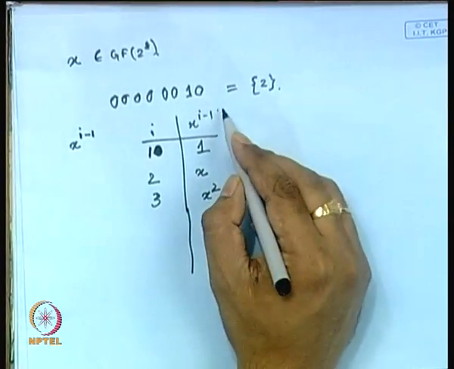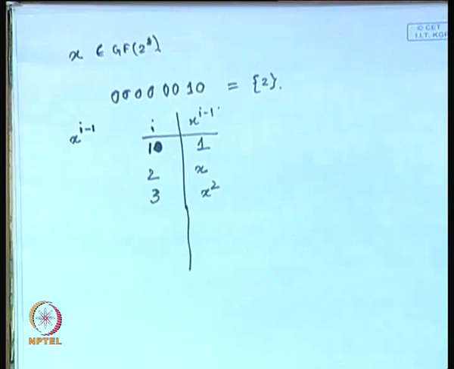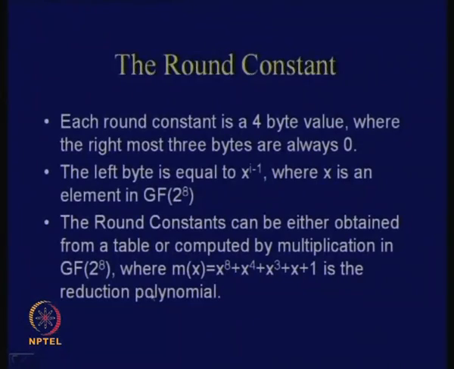So you easily understand that the round constants can be obtained either from a table, which means you can remember them in the form of a table, or you can do it by computing the corresponding multiplications in GF(2^8). And you remember that in GF(2^8), whenever there is an overflow, we require a modulo with a reduction polynomial. So in our case, our reduction polynomial for AES is x^8 + x^4 + x^3 + x + 1.